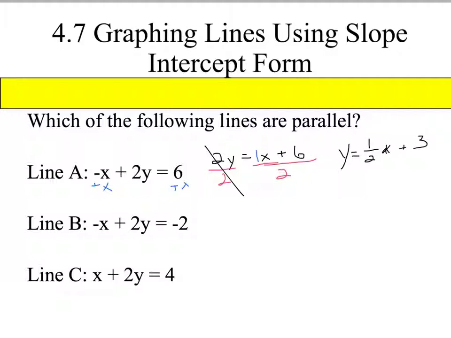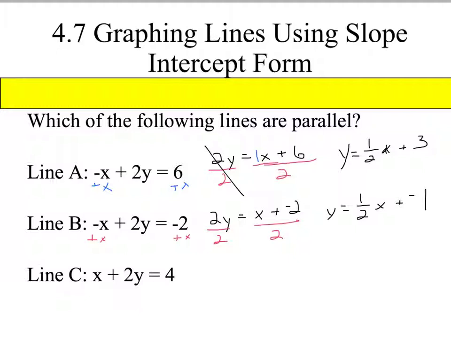Next one, line B, same idea. If you look at this one, I'm going to add x to both sides. I then have 2y is equal to x plus a negative 2. Divide by 2 and solve for y. What is going to be my coefficient for x, or my slope? 1/2 x plus negative 1, because remember, we have to divide negative 2 by 2.